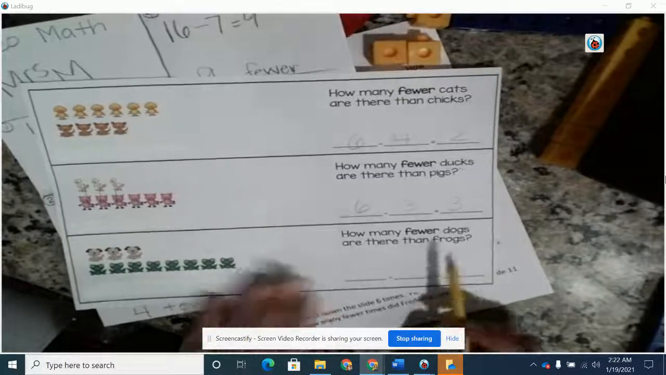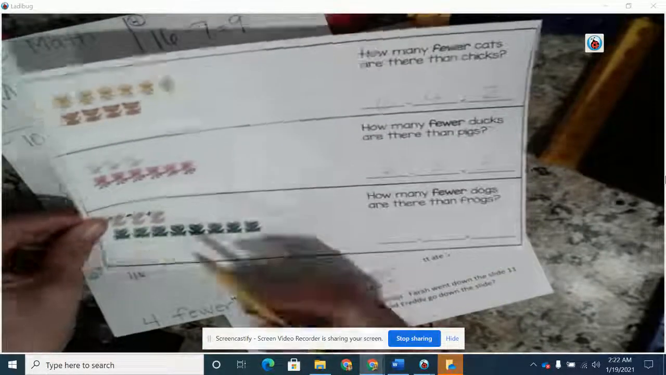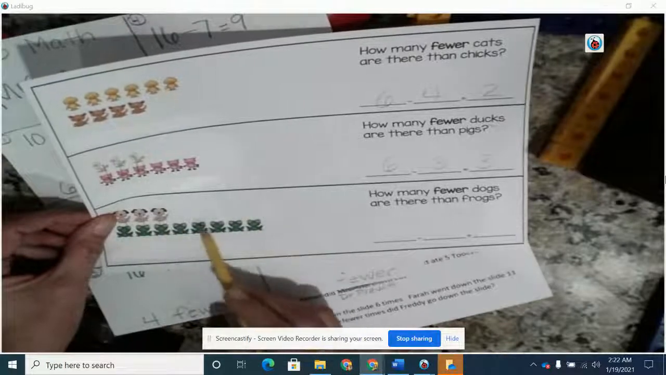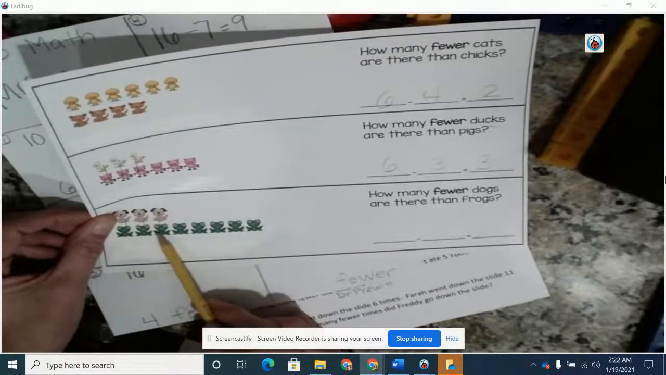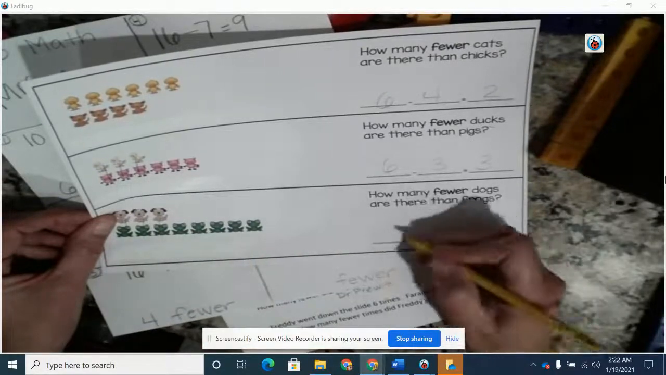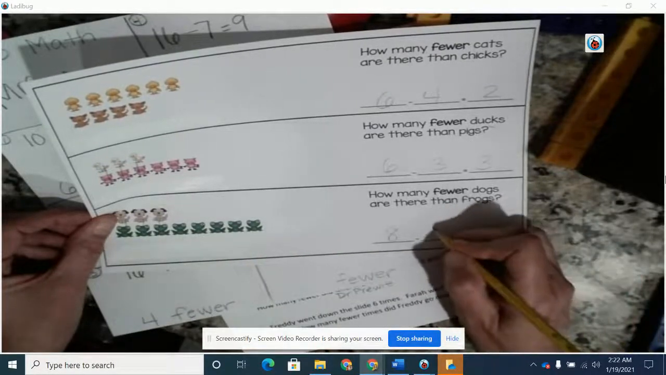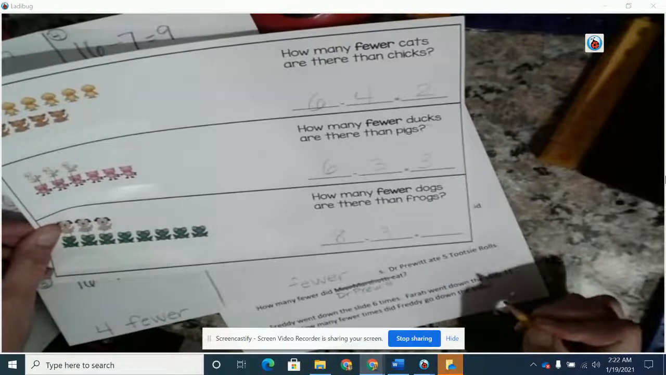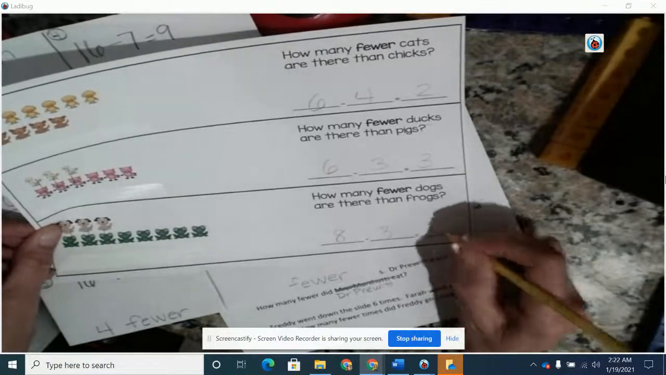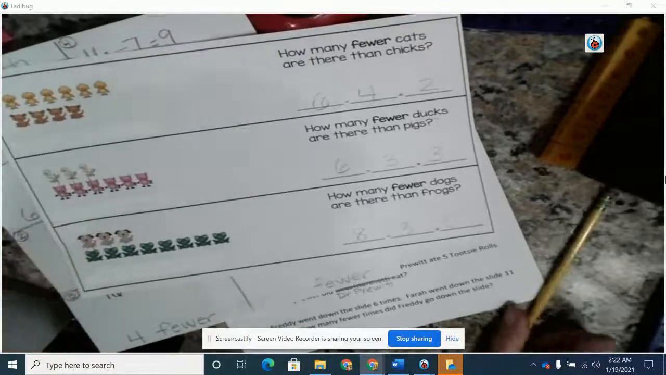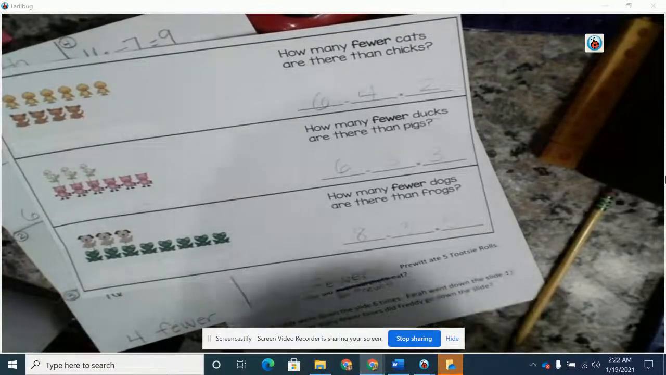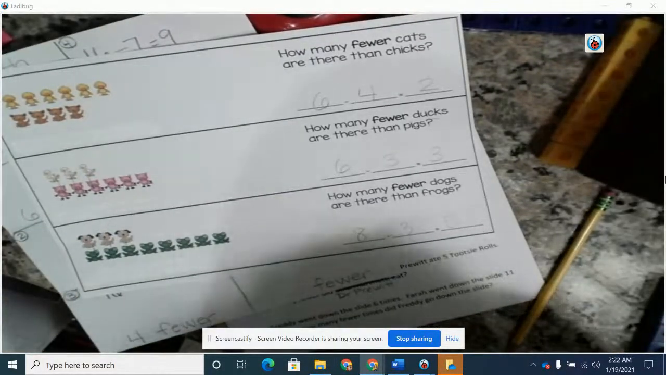And the last one, how many fewer dogs? Look at, there's only 3 that line up. All the rest of them don't, so that's a big difference. 1, 2, 3, 4, 5, 6, 7. So there's 8 frogs, and I'm going to take away 3 to find out the difference, and I have 5 fewer dogs.